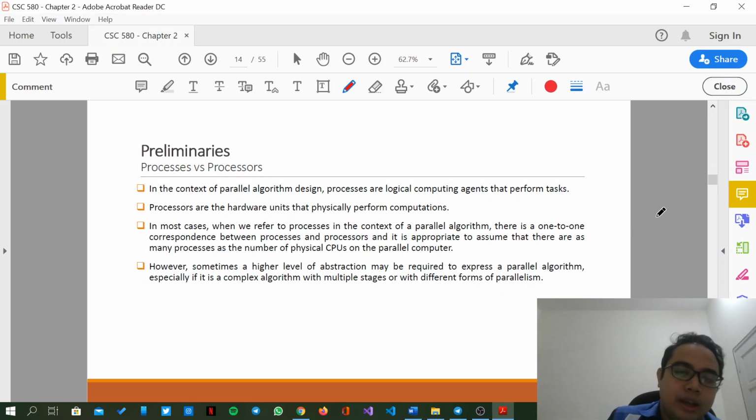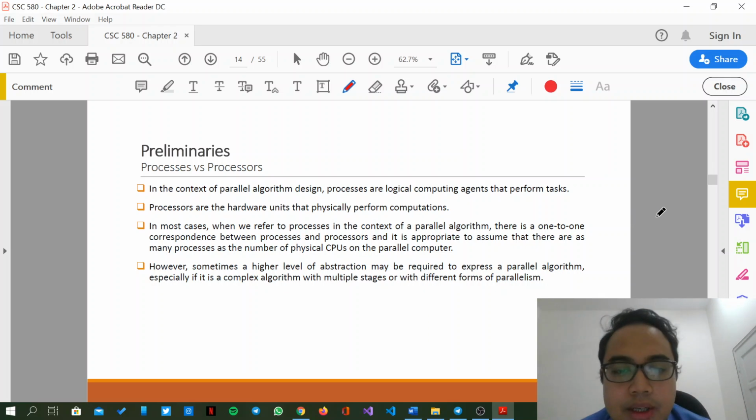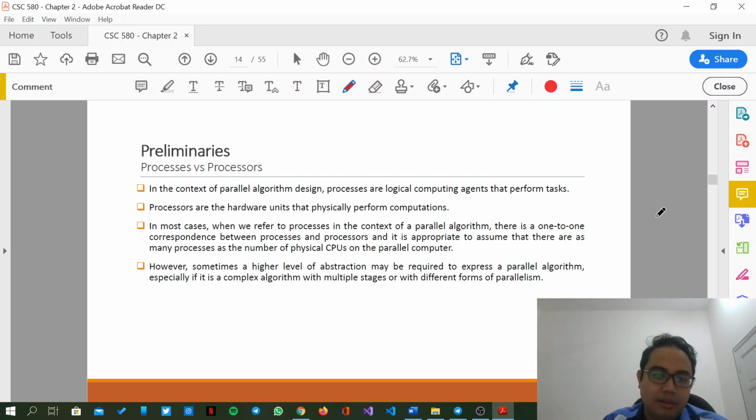Alright, next. In the context of parallel algorithm design, processes are logical computing agents that perform tasks. Processors are the hardware units that physically perform computation. Processor ni apa yang tengah perform calculations. So in most cases we refer to the processors in the context of parallel algorithm. Mau panjang pula benda ni.